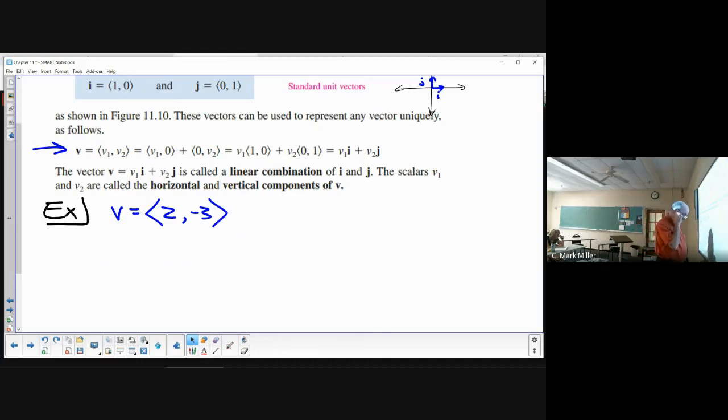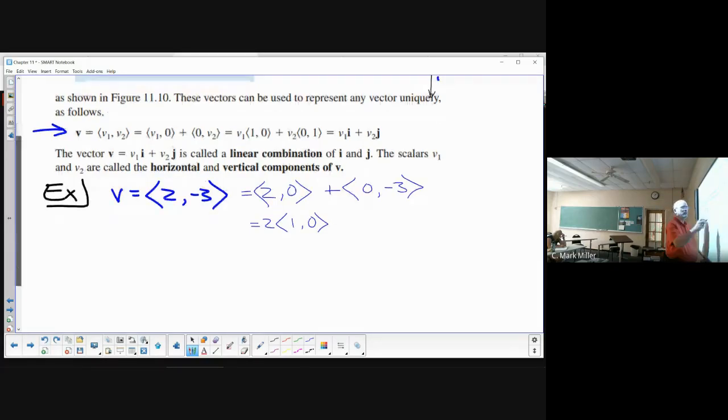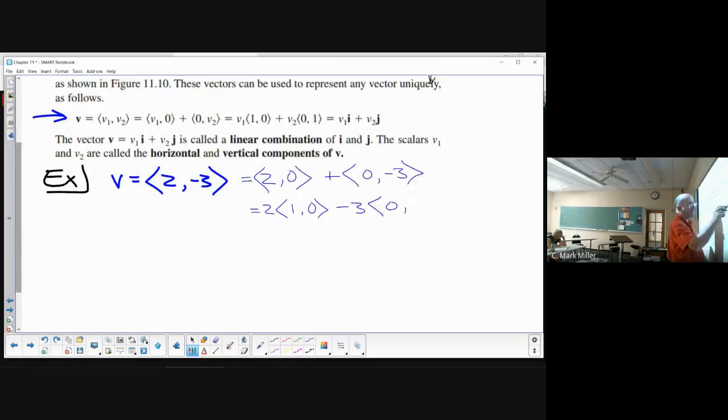Right? And so this equals, I'll tell you what, let me back up and make it a little simpler. That equals that. And I'm not going to go into such detail usually. And then this <2, 0> is nothing but what? 2 times <1, 0>. Right? And then minus 3 times <0, 1>.